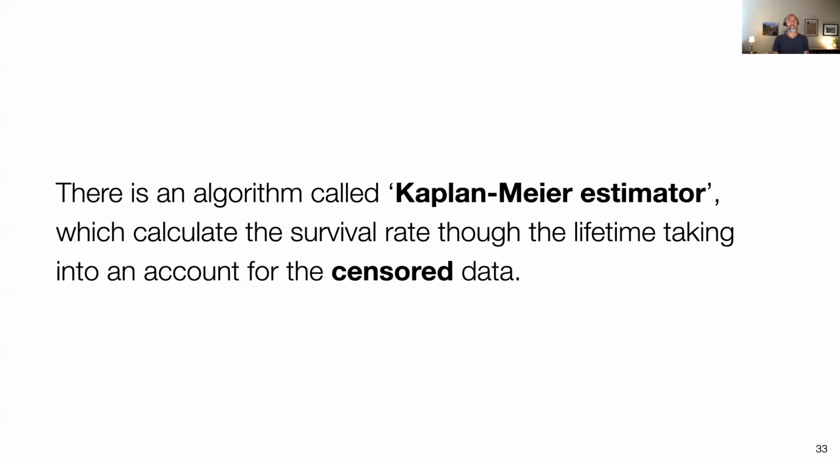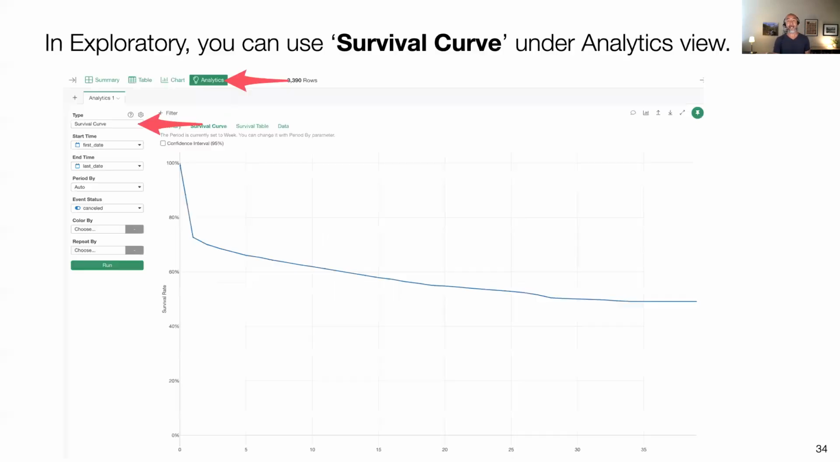And this is why, like I was saying, you don't have to worry about the censor data, because when you use this method or algorithm, it takes care of it when it calculates. This is why it gets complicated if you try to calculate by yourself by, for example, summarizing or aggregating. So that's why we have this useful algorithm. And in Exploratory, you don't see that word Kaplan-Meier. Instead, what you see is a survival curve. And that actually does the same thing that the Kaplan-Meier estimator is doing.